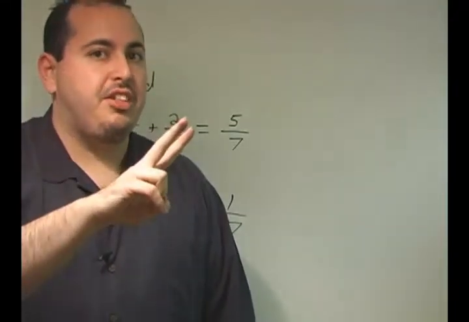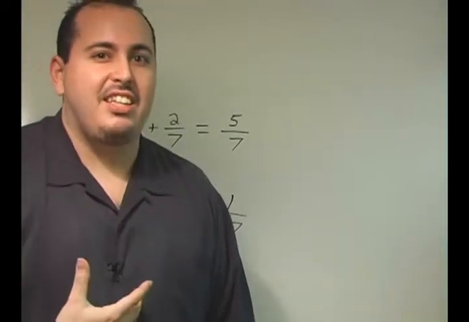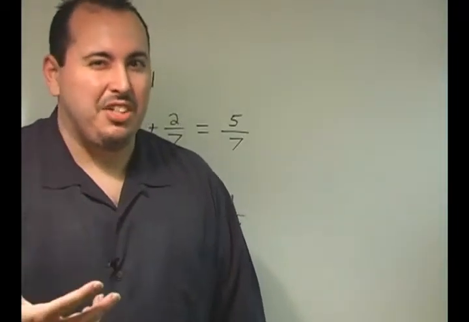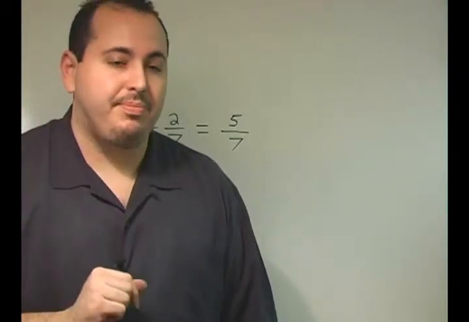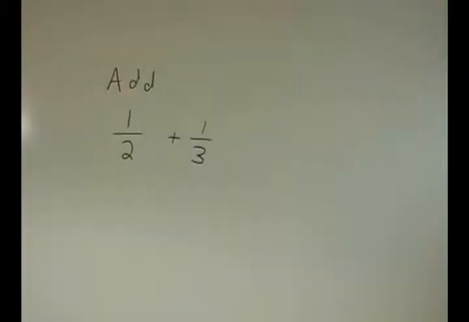Remember, there were two ways to change them, and we're going to use the one that I said really didn't seem like we needed to do it. The one where we're going to take the top and bottom of the fraction and multiply it by a number. So let's look at an example of that.